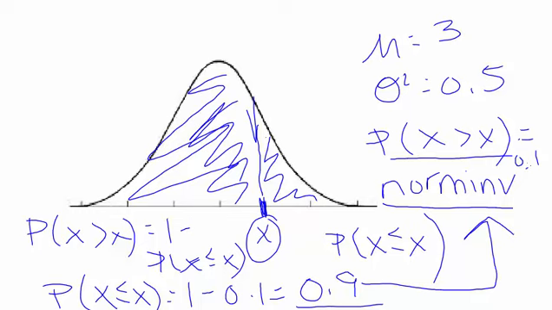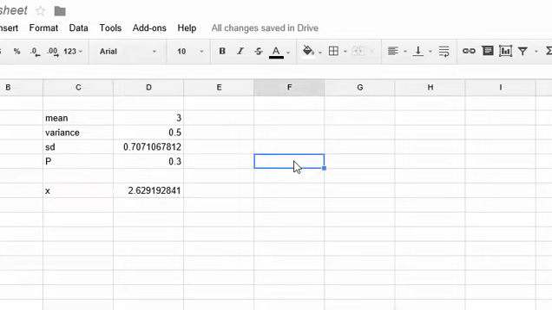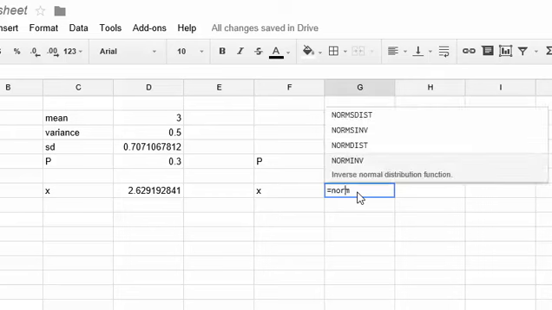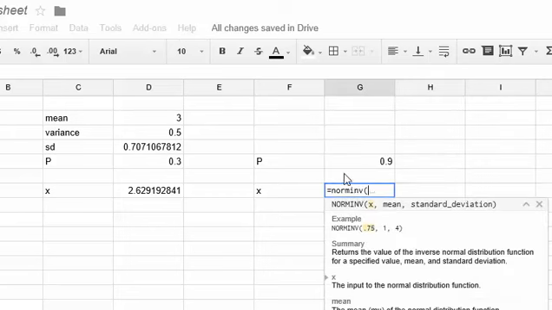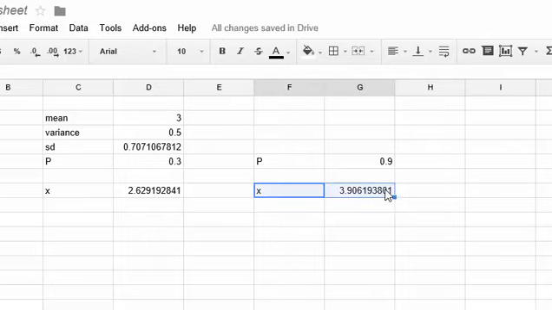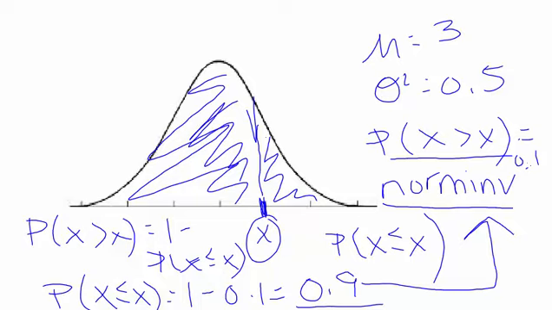So now that we're in Excel, I'm going to put in our new p-value, which is 0.1. I'm sorry, our p-value is 0.9. We're going to solve for this x value using norm inverse, with a p-value of 0.9, a mean of 3, and a standard deviation of 0.707. We find that our x value is 3.91. When we go back here, we find that this x value was 3.91. So let's do another example.